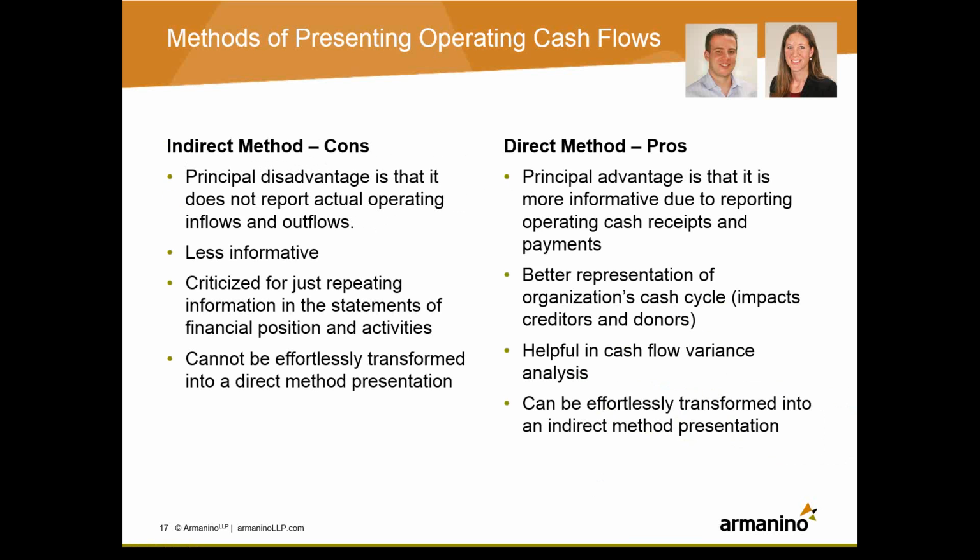So on this slide, some of the cons of the indirect method: as we mentioned, the principal disadvantage is that it does not report actual operating cash inflows and outflows. Those would be the inflows from donors, outflows to vendors, and outflows to pay payroll expenses, for example. Those would be some of the biggest categories. It's less informative. It's criticized for just repeating information in the statement of activities and financial position, and for somebody to understand it, they would have to take a deeper dive into it on their own. It also cannot be effortlessly transformed into a direct method presentation.